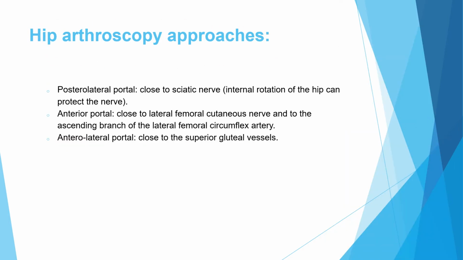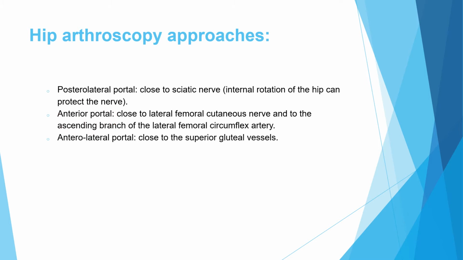Arthroscopy approaches sometimes come in the exam. Remember that the posterolateral approach is close to the sciatic nerve. What you do is you internally rotate so that you bring the femur away from the sciatic nerve. In order for you to get the portal a little bit further from the sciatic nerve, you internally rotate the hip so you can bring the femur and the troch more lateral and away from the sciatic nerve.